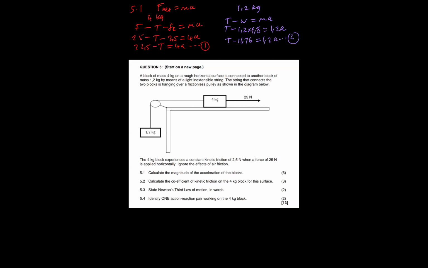So the next thing that we're going to do is to add the two equations, right? 1 plus 2. So we add what is on the left with what is on the right. 25,5 minus T plus T minus 11,76 is equal to 4 plus 1,2a. Ne?